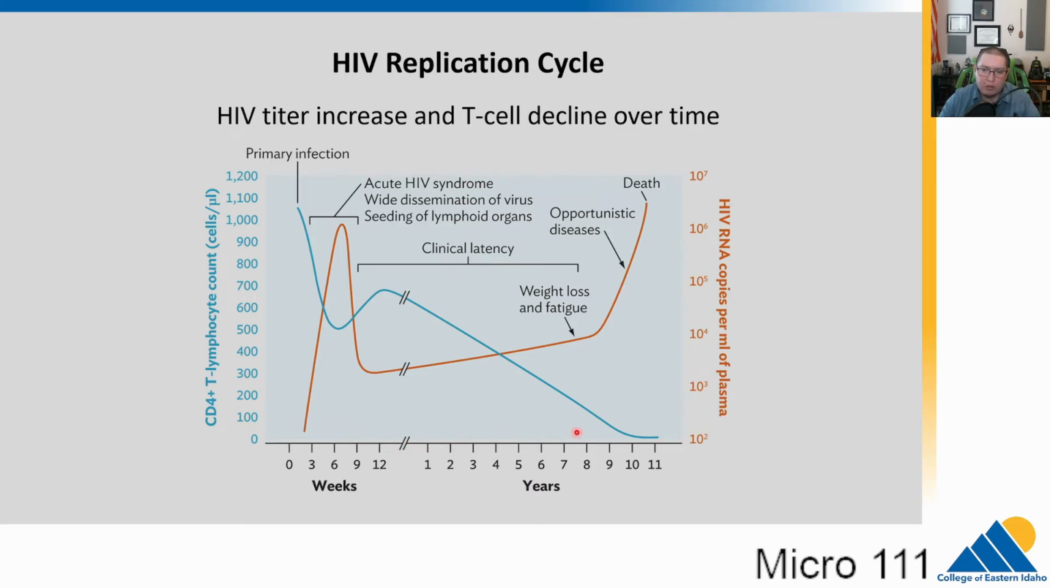And it's not until several years later that we start to see viral levels increase, and we start to see disease symptoms. So we start to see weight loss, fatigue, other opportunistic infections occurring. We don't start to see those until much, much later. So if we think back to our case study, that individual was shocked to see that they were infected because they didn't have any of the symptoms here. But as the disease progresses, the T cells continue to go down.